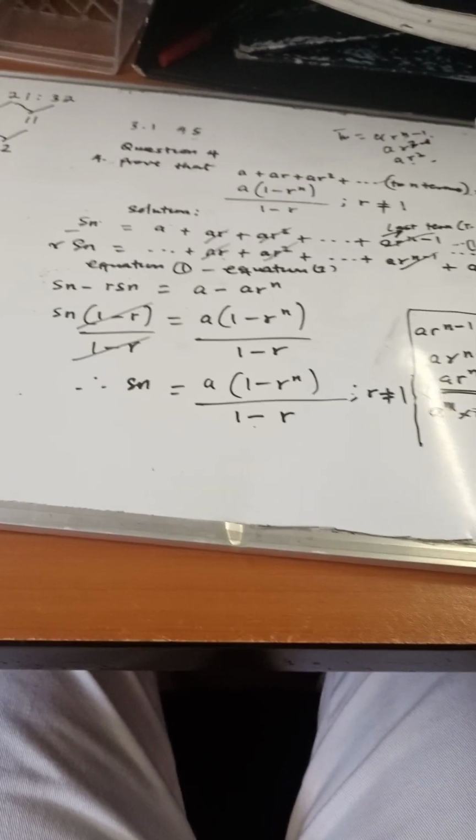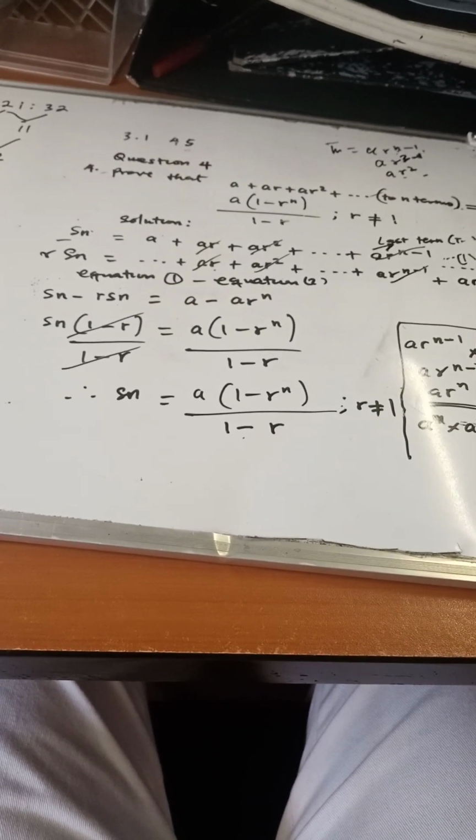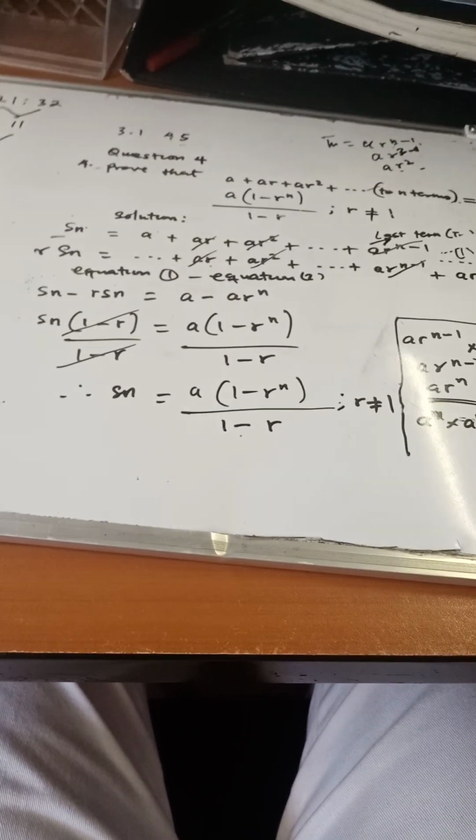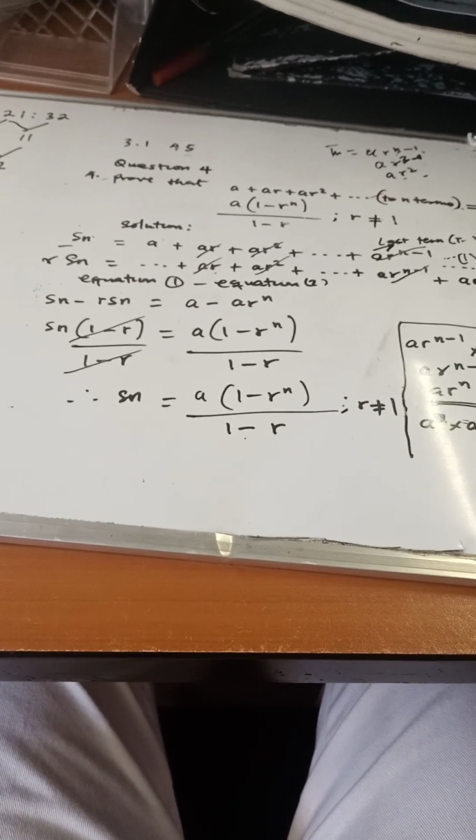They can also ask you to prove the other one, where you have to say a into bracket r to the power n minus 1 divided by r minus 1. In that case, you will subtract equation 1 from equation 2, and then it will lead you here.